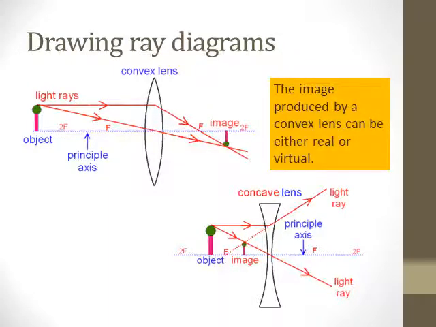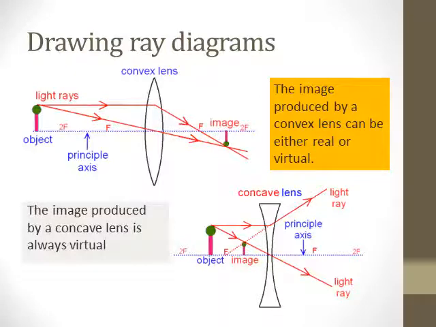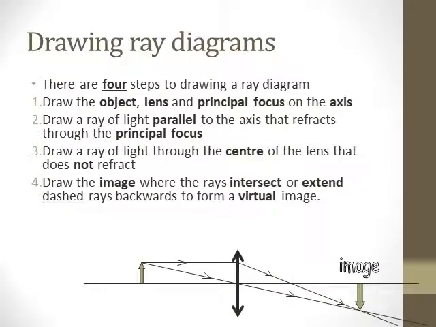But in summary, when you make the image, it could be a real image made when real rays of light meet to form an image which you can project on a screen, or they could be virtual, made from rays of light which appear to come from a certain point, and those images cannot be projected on a screen. If you make an image with a concave lens, the rays of light going through the lens are never going to meet up, so you're always going to get a virtual image. Convex lenses can make real or virtual images. Here are the 4 steps for drawing your ray diagram.